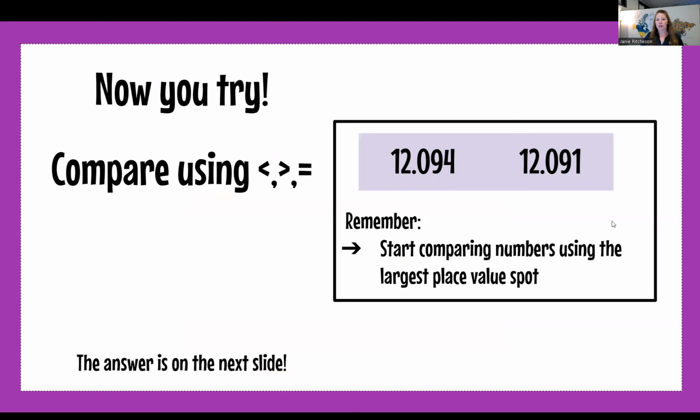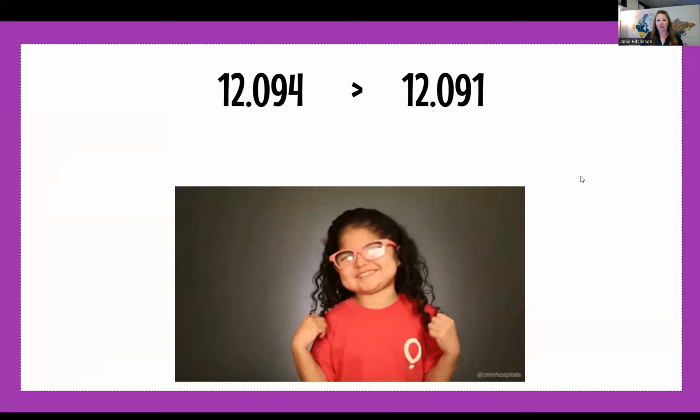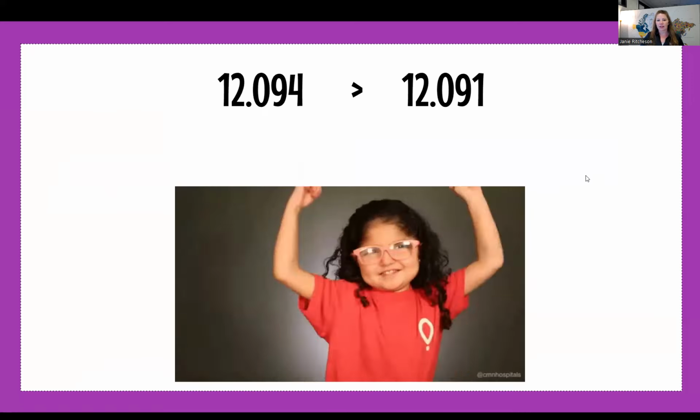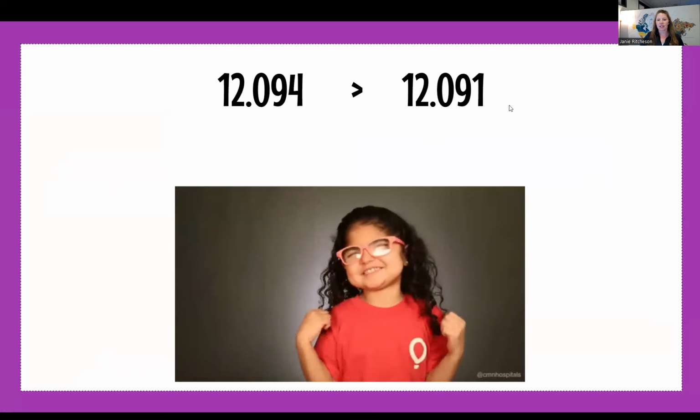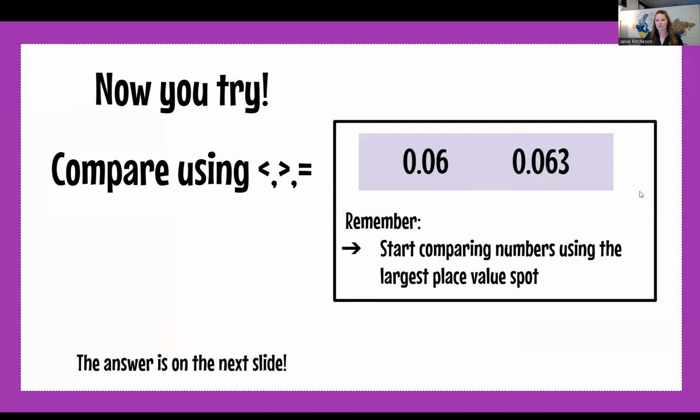All right, what about these two numbers? So we have 12 and 94 thousandths compared to 12 and 91 thousandths. What do you guys think? What'd you come up with? Yep, greater than. Once again, the first digit that's different is the thousandths place. All right, what about these two numbers?